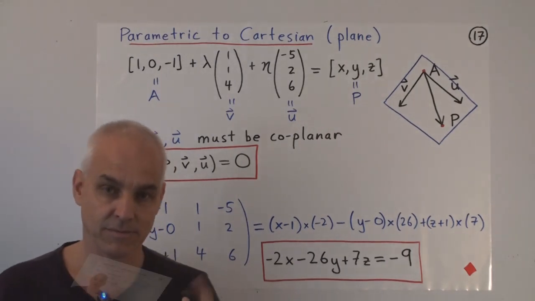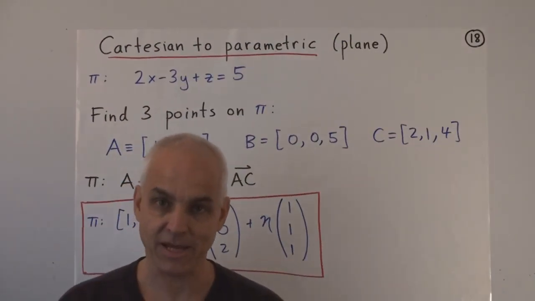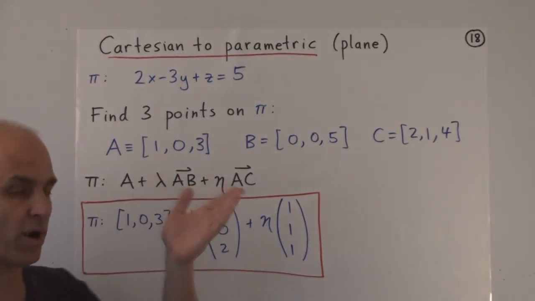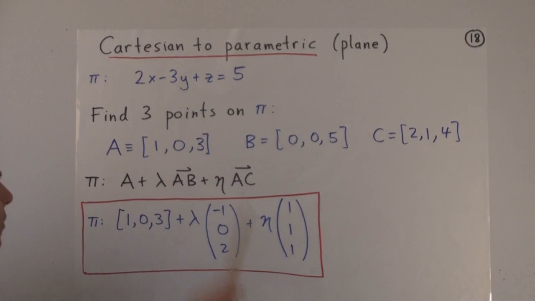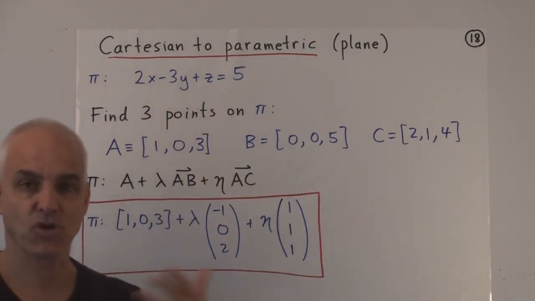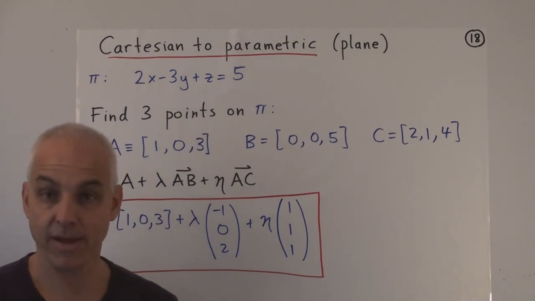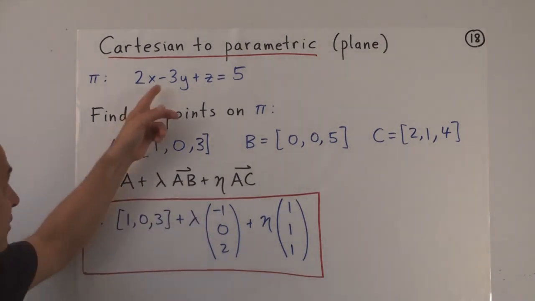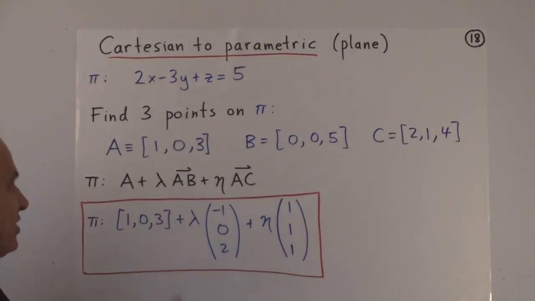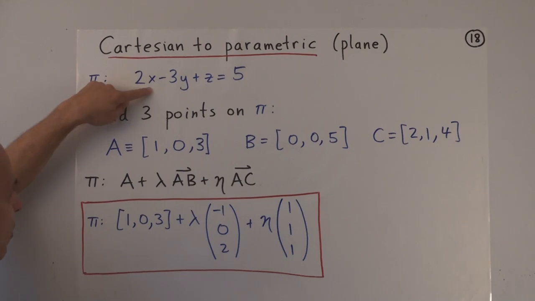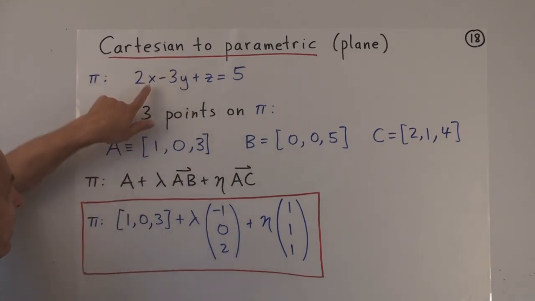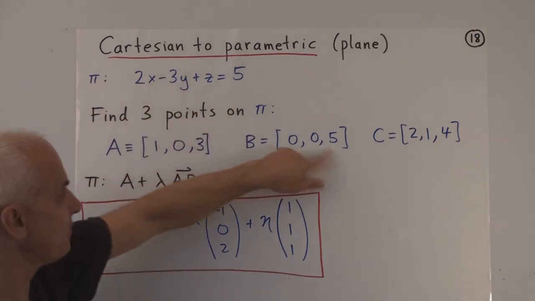Something to think about. Going from a Cartesian equation of a plane to a parametric equation is pretty simple. All we need is 3 points on the plane. So if there's our plane, 2x minus 3y plus z equals 5, we just have to cook up 3 points which lie on the plane, and it's easy to do that because we just let any two of these variables be anything we want and we solve for the third one. And we use simple values, so let's say let x be 1 and y be 0, then z has to be 3.